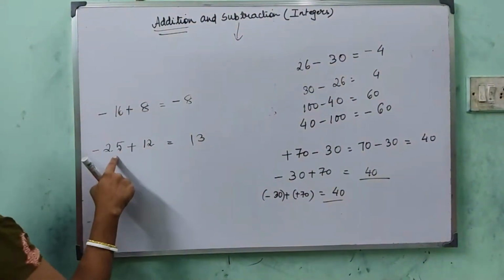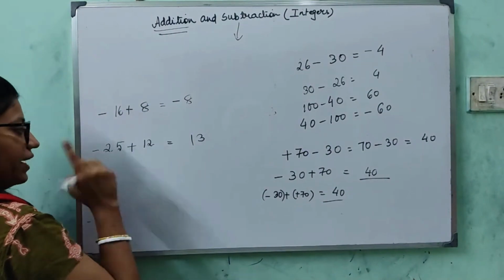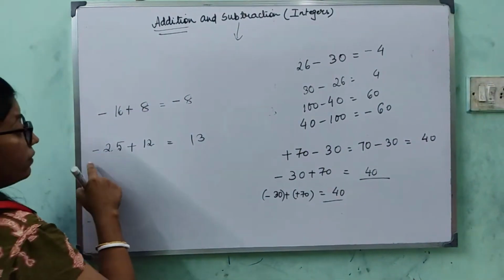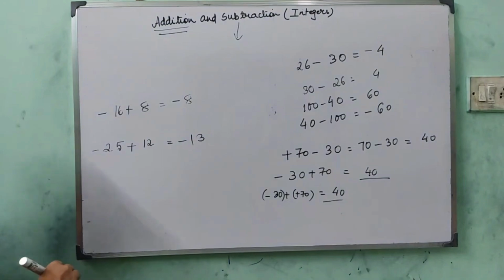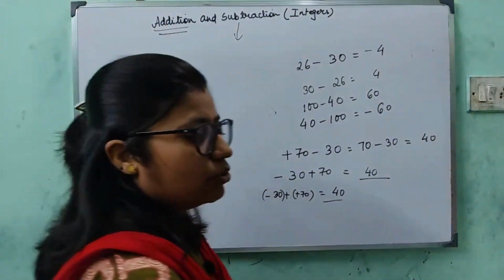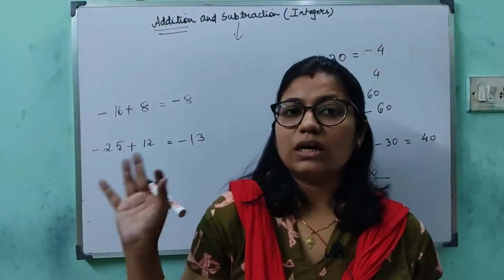Yeah. So 25 is more or 12 is more? 25 is more. So what is the sign of 25? Minus. So minus 13. So this way you can do all sums if you learn the concept.